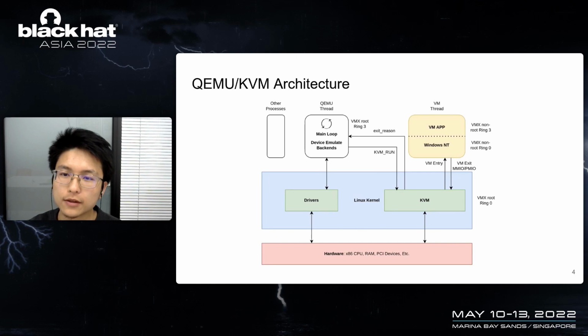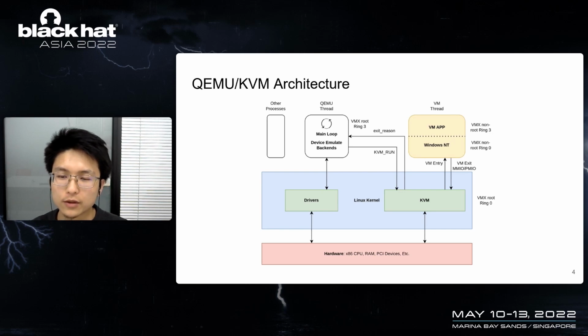KVM is a Linux kernel module that makes Linux behave like a Type 1 hypervisor. It can provide hardware-assisted virtualization to user space programs. QEMU is an emulator program which provides virtualization of an entire machine to run a guest OS. This figure illustrates the high-level architecture view of KVM with QEMU.